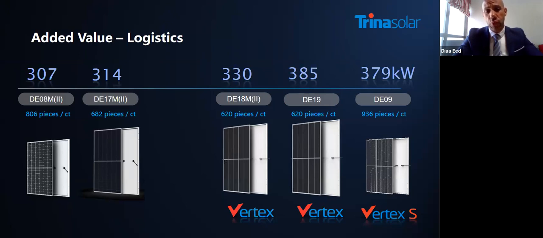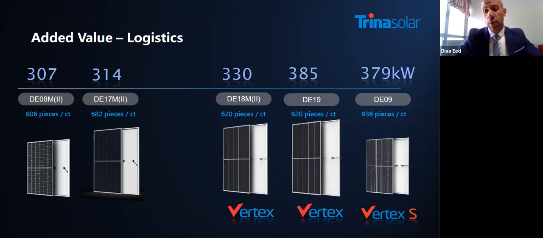It's having 682 pieces per container. You can just make this calculation on your calculator when you are setting out to get the really good numbers. Going to the 210 cell, which is having a Vertex under their pictures. So we will have our DE18M, which is 505. We will find 602 pieces per container, which is having 330 kilowatt per container. The DE19 is having a 620, which is having 385 kilowatt per container.